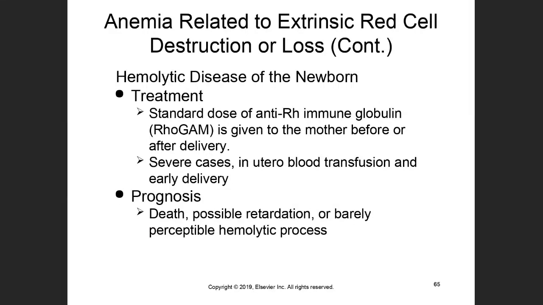Treatment: a standard dose of anti-Rh, that's RhoGAM, you give to the mother before and after delivery of the first pregnancy, okay? Because the patient can develop the disease in the second pregnancy. Because in the first pregnancy, you develop the antibody, okay?